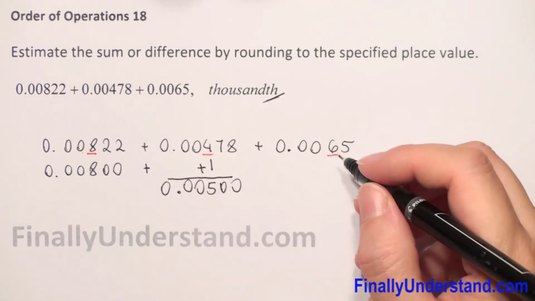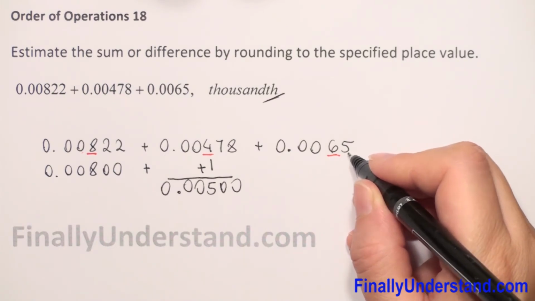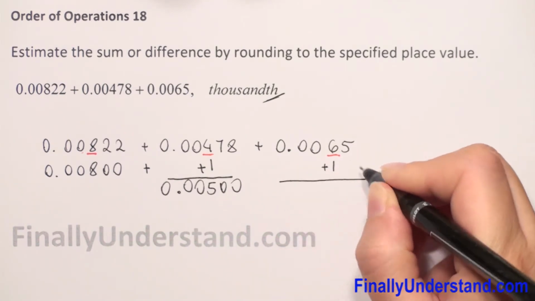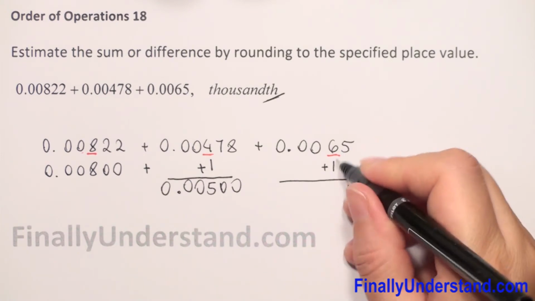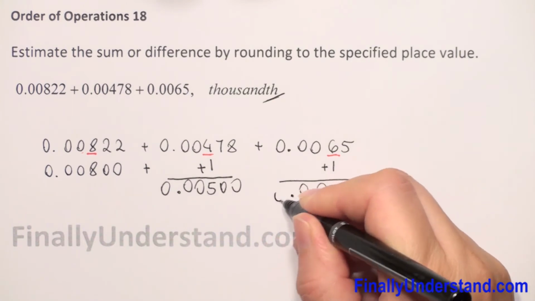And the last number, after 6 we have 5. So when we have 5 or a greater number, we have to add 1 to our underlined digit. And every digit after our underlined digit we have to change to 0. So it will be 0. 6 plus 1 is 7, and everything before we have to copy.